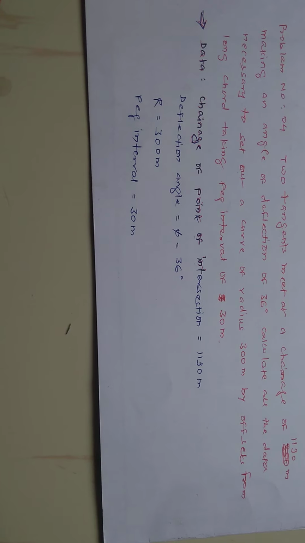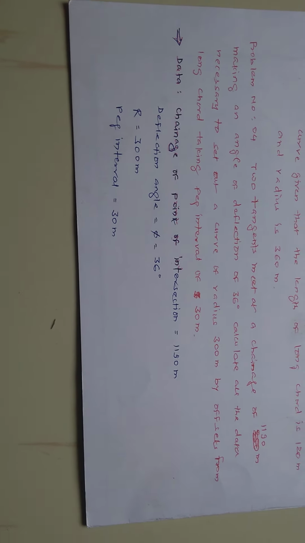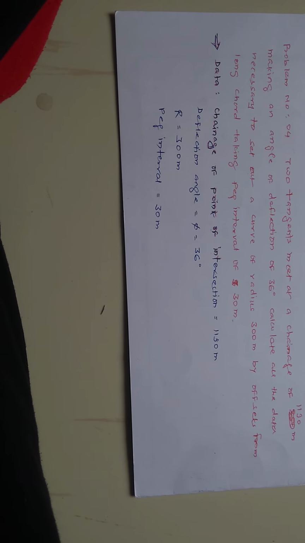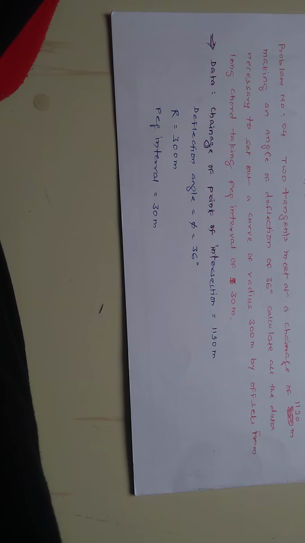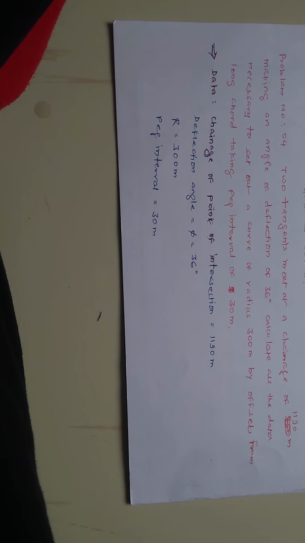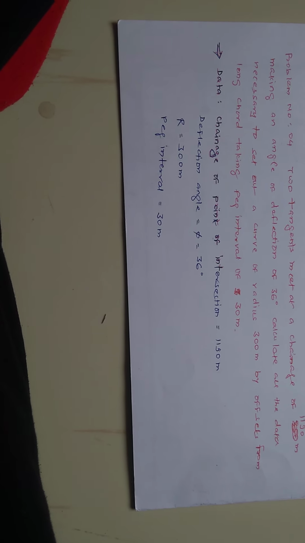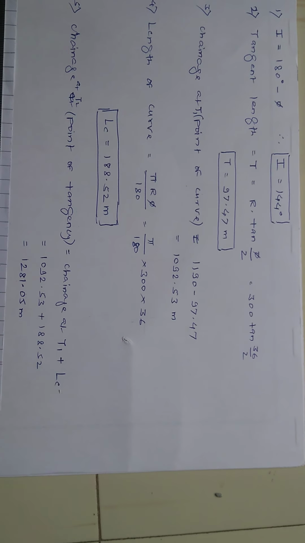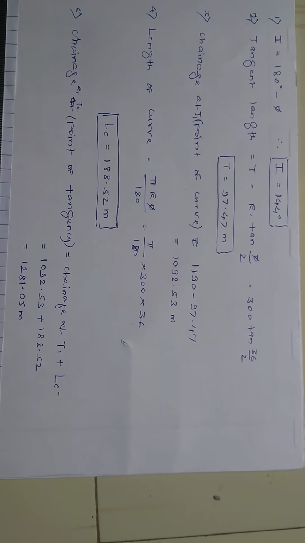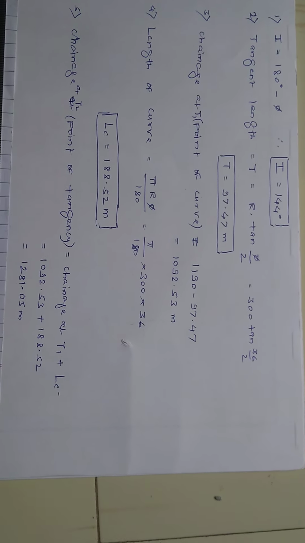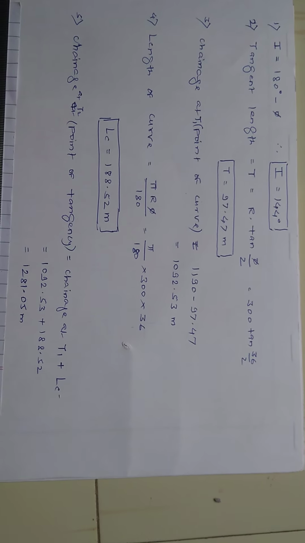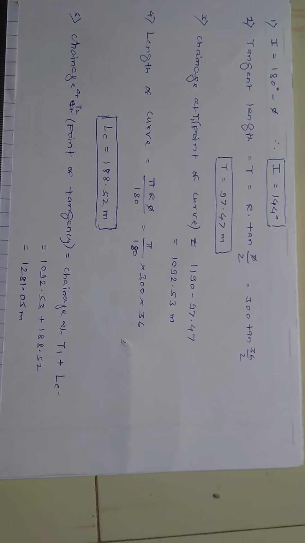Now from this problem we will first write down the given data. From this problem we will see that the chainage of point of intersection is given as 1190 meter. The deflection angle phi is given as 36 degrees. Radius of the curve is given as 300 meter and peg interval is given as 30 meter. Now first, from the given deflection angle we will find out the angle of intersection. The angle of intersection is equal to 180 degrees minus angle of deflection. From this I am getting an angle of intersection of 144 degrees.